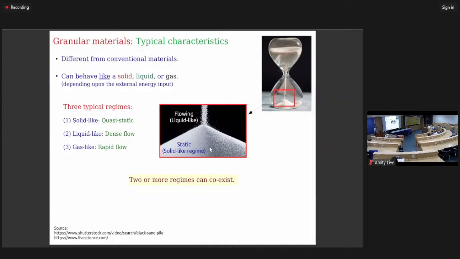This static regime is when particles, after hitting the base, come to rest and form a heap. That's solid-like. This stream of grains of sand flows like a liquid, and particles which are bouncing off we can imagine as a gas-like scenario. For gas-like scenario, another example could be sand flowing in a desert. But the key point here is that two or more regimes can coexist.